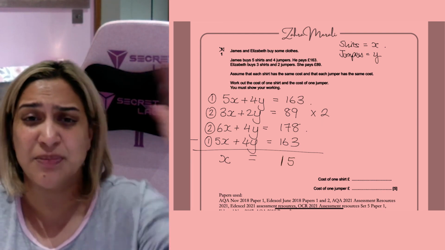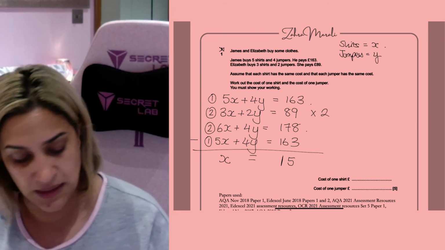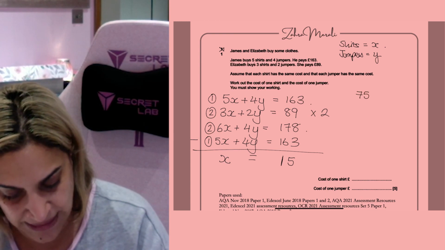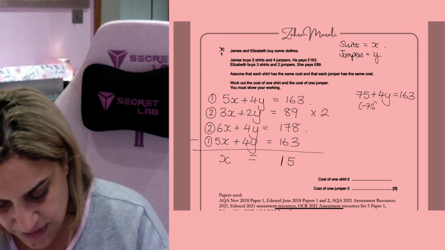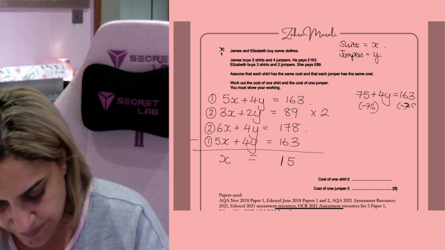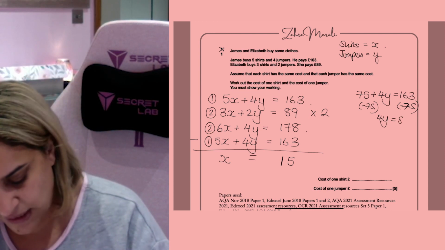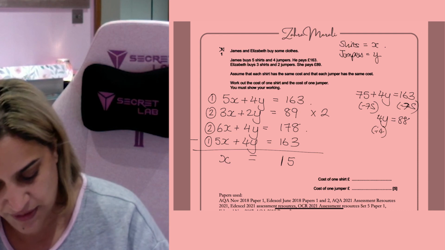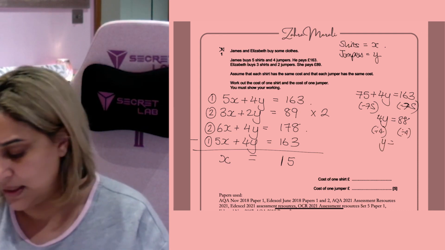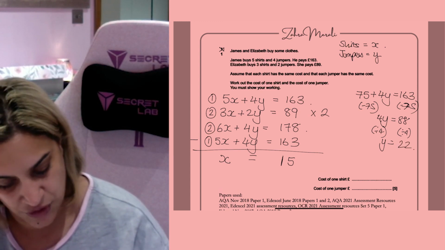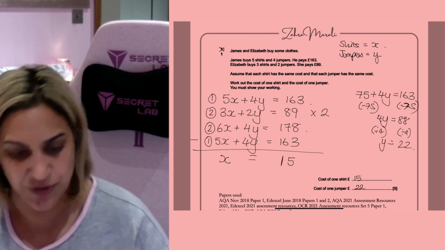We now can substitute it back in. So 5 shirts, each £15. This means I've spent £75 plus 4y is 163, minus 75 from both sides. So 4y is 163 minus 75 to give you 88. Divide both sides by 4. So 88 divided by 4 is going to give me 22. So the cost of a shirt, which we called x, is £15 and a jumper is £22.